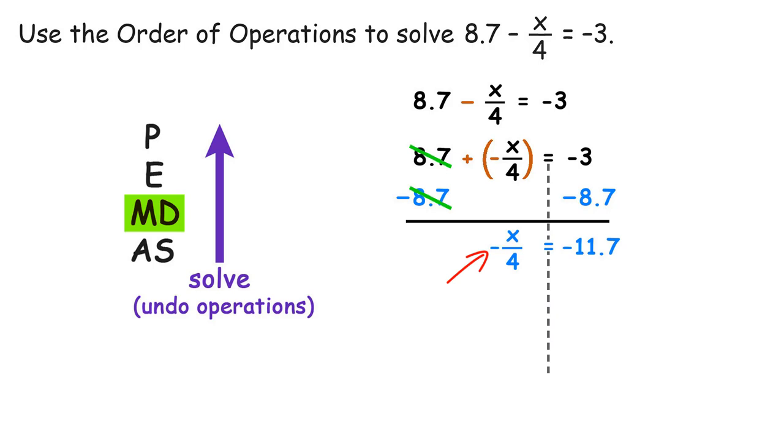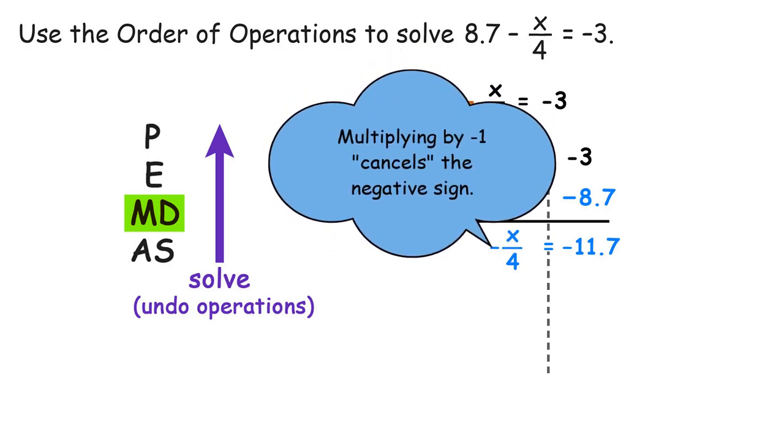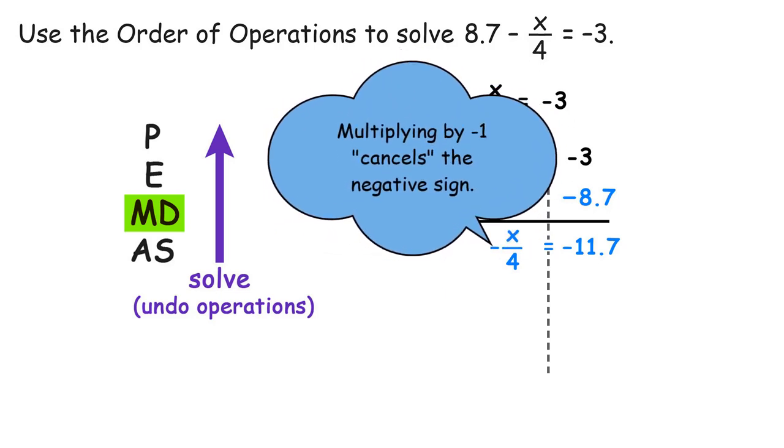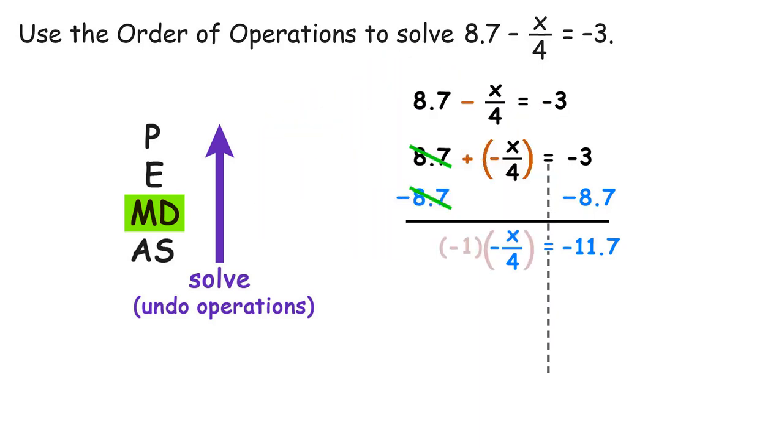To do this, we'll use our second helpful tool. Since -1 times -1 is just 1, and since a negative sign is really just multiplication by -1, we know that multiplying the left side by -1 will cancel the negative sign, i.e. undo the negative sign. So we multiply the left side by -1, and to keep the equation balanced, we multiply the right side by -1 as well.